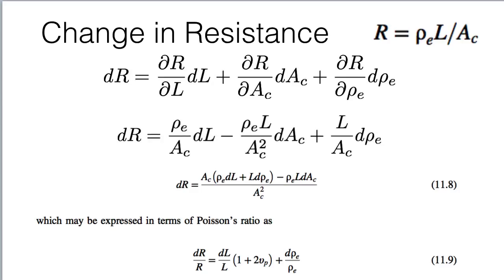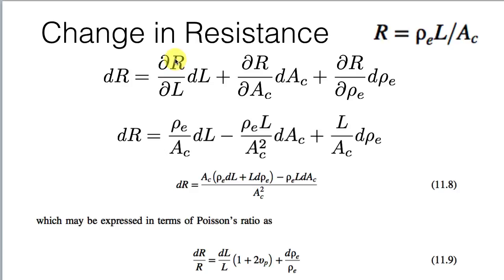And how big is that change in resistance? Well, there's a change in resistance due to the change in length, and we've got some derivative dR/dL for the change in length. We've got a change in resistance due to the change in cross-sectional area, and that's going to also result in a change in resistance. And then this is the change in resistance due to the change in the resistivity. So those are the three factors expressed mathematically.